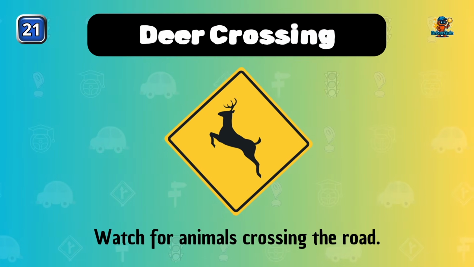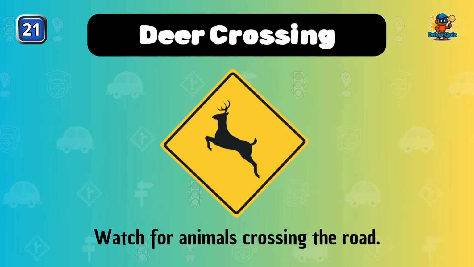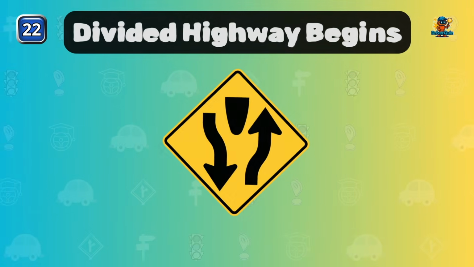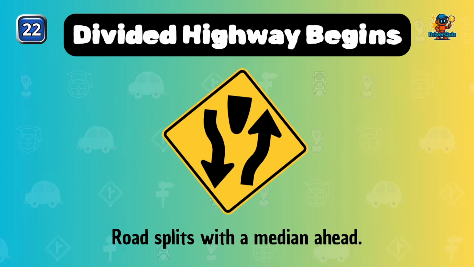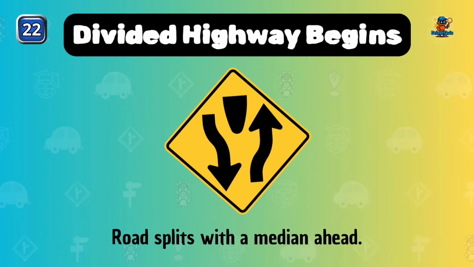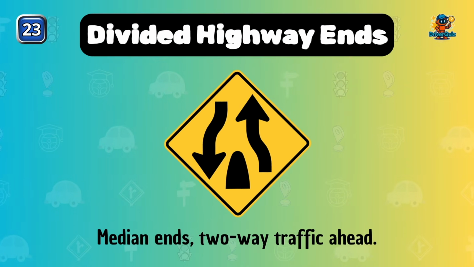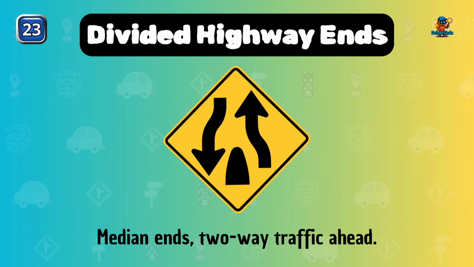Deer crossing. Watch for animals crossing the road. Divided highway begins. Road splits with a median ahead. Divided highway ends. Median ends, two-way traffic ahead.